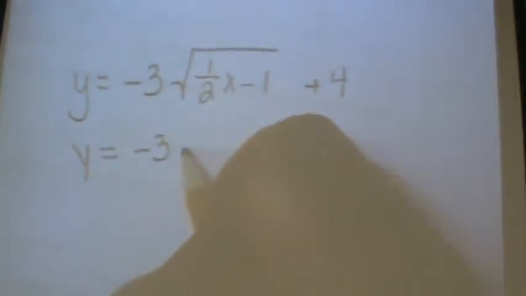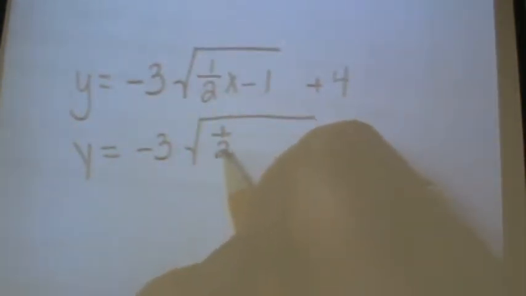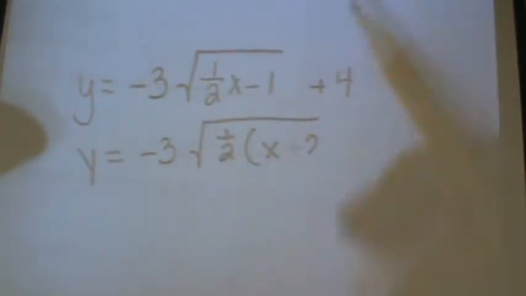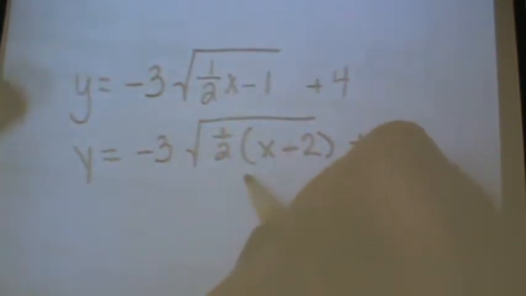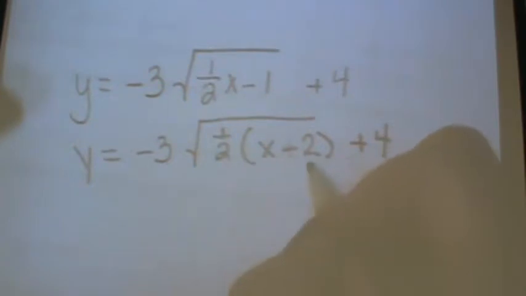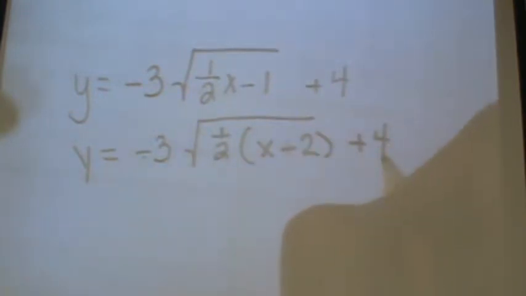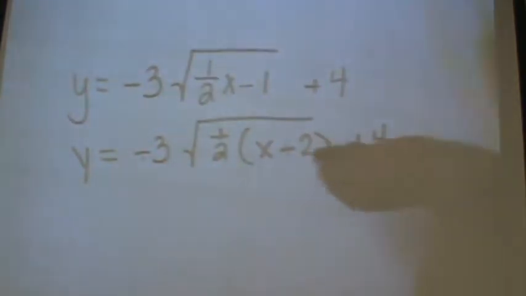What did we do? We took a 1/2 out. Oops, minus 2. Remember the transformations? You flip that, it's a horizontal stretch by a factor of 2, 2 units to the right, reflection over the x-axis, vertical stretch by 3, and 4 units up. Guess what? Same thing. Same thing.